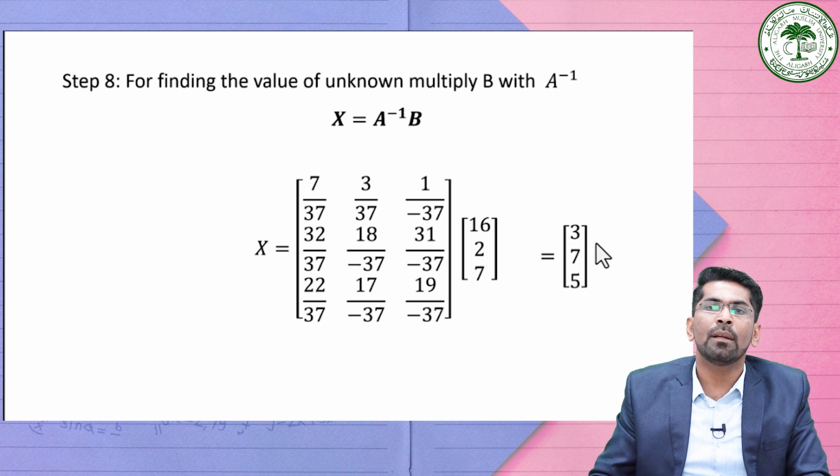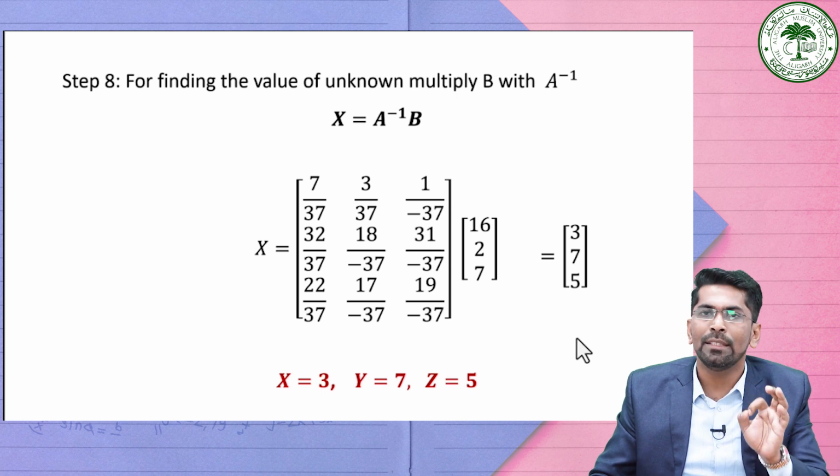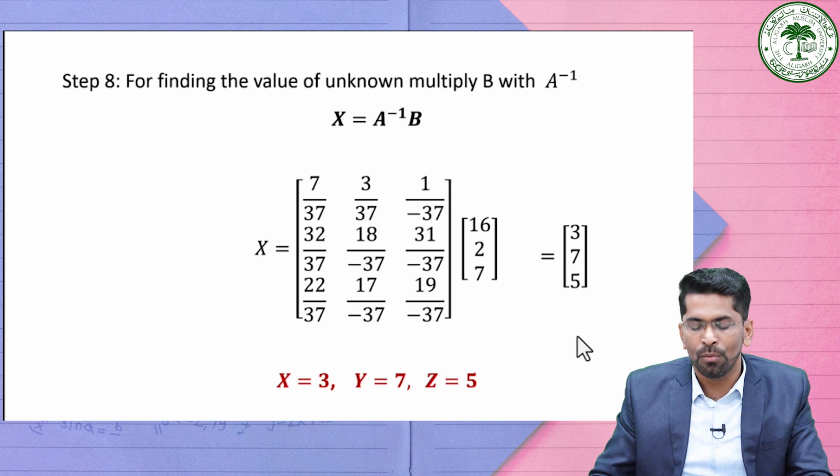What do these particular values or elements represent? They are the values of the unknown variables x, y, z. So here x is equal to the first element, which is 3, y is equal to 7, the second element, and the third element 5 is z. So z is equal to 5. So the values of the unknown variables for the system of linear equations are x is equal to 3, y is equal to 7 and z is equal to 5.